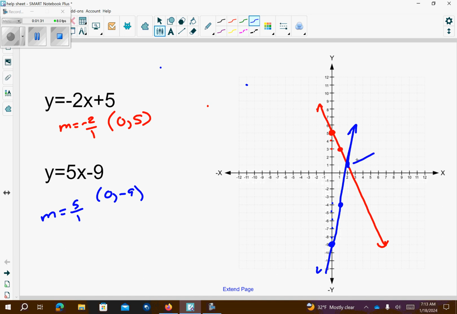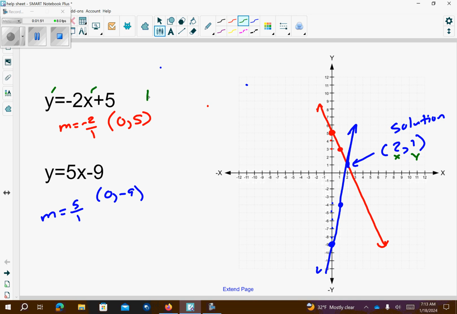And it looks like our solution should be (2, 1). This is our solution or our answer. Now you might want to double check to make sure you have it correct, because sometimes our graphing isn't the best. So realize that's an x and a y, and when we plug those in, we'll plug it in here and here.